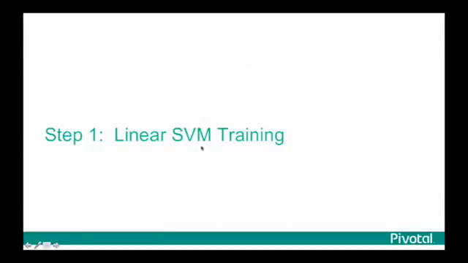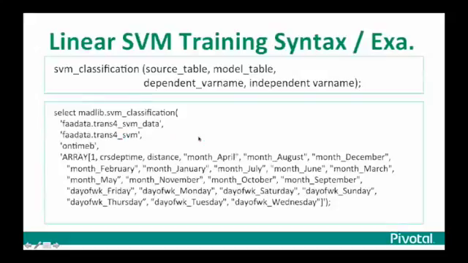So with our data in the correct format, we're now ready to look at the syntax and output of the SVM training step. Near the top of the slide, we see the syntax for building an SVM model. There are 4 required arguments to the SVM_classification function. They are source table, model table, dependent variable name, and the independent variable list. There are also some optional parameters that will either be discussed towards the end of this video when I show example syntax for nonlinear SVM model building, or that can be researched by going to the MADlib documentation link provided at the end of the video.